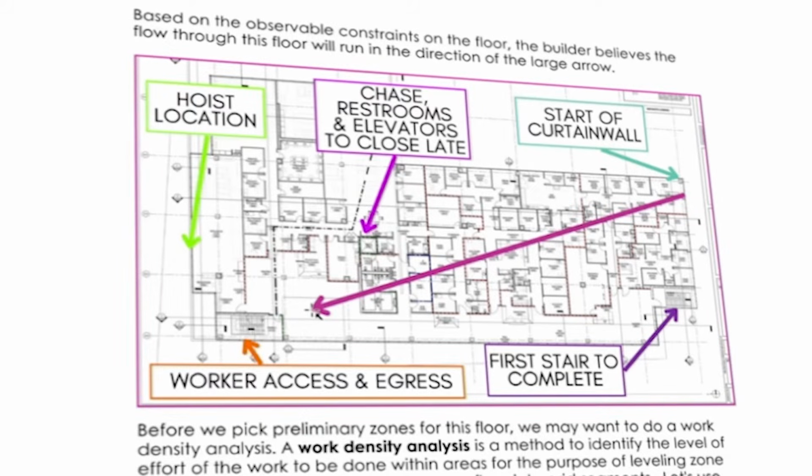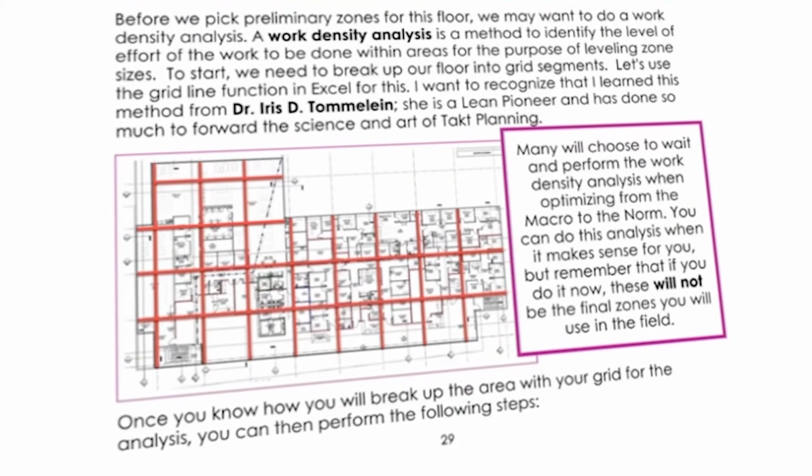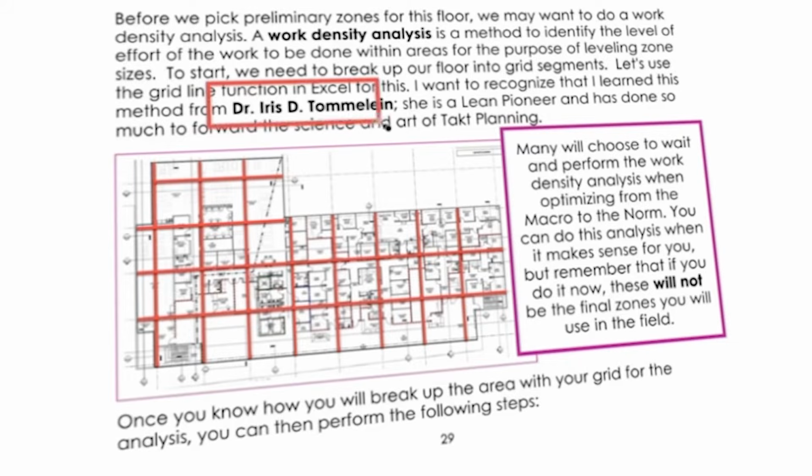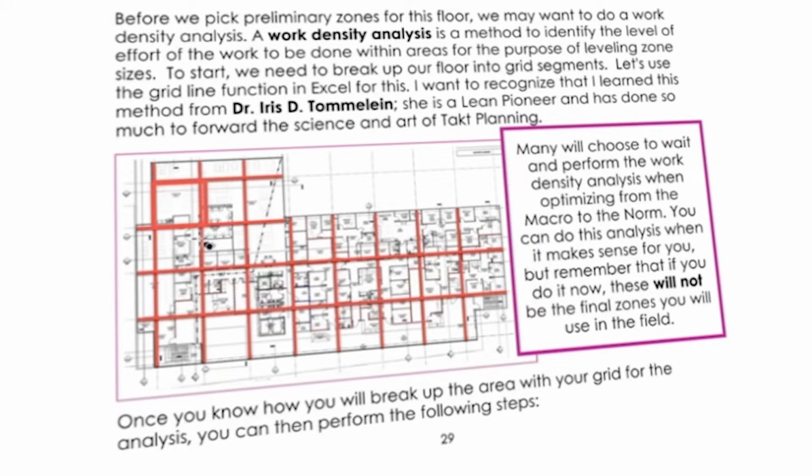Now that we know the direction that work is flowing in, now we need to level, and yes, I did say level, our zone sizes by work density, not by area. And I want to give credit to Dr. Iris Tommelein for teaching us this concept. We have done it our own way here, of course, but she really is the pioneer here. We want to do what's called a work density analysis listed on page 30. And how I like to do it, which is more simple, is take level 2 and then map out your grid lines. These little squares here are basically just the grid squares. And that allows me to get a framework.